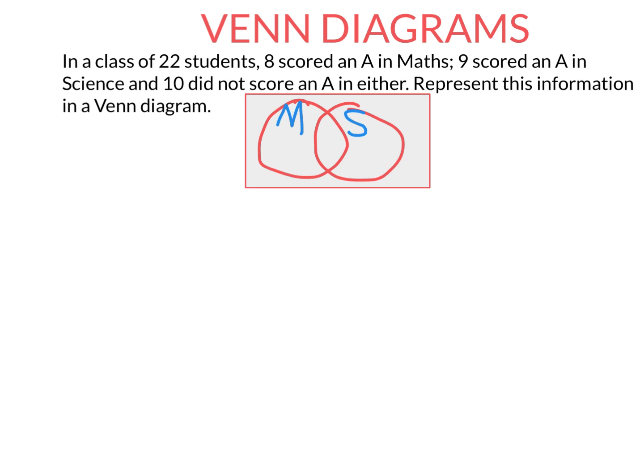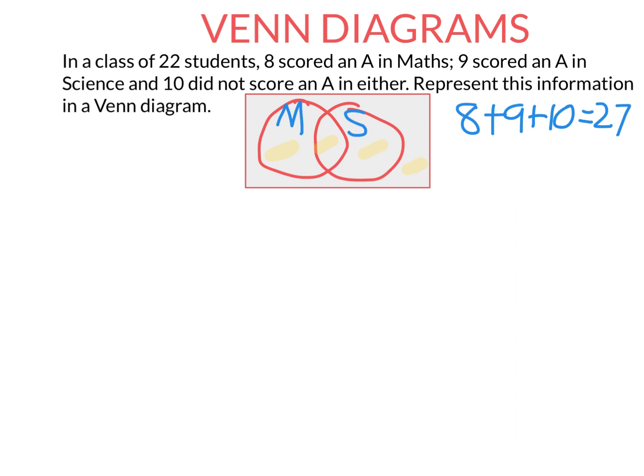So, as I said, we need to populate this with four numbers. One here, here, here, and here. So you might be wondering, hang on a minute, 8 plus 9 plus 10 definitely doesn't equal 22. It equals 27. How can you possibly have 27 students when the class only had 22? Well, of course, there are some students who are in both. How many are in both? Well, because 8 plus 9 plus 10 equals 27, we have overcounted by 5 students.